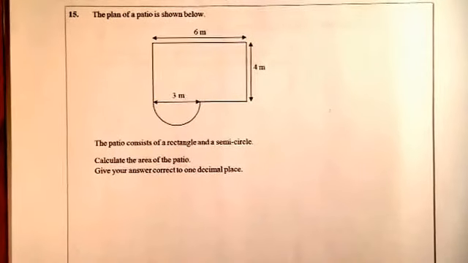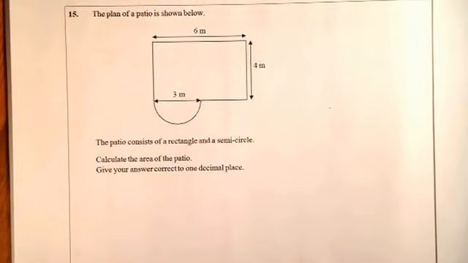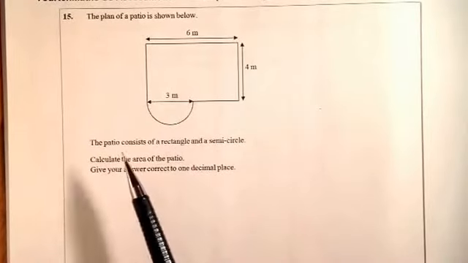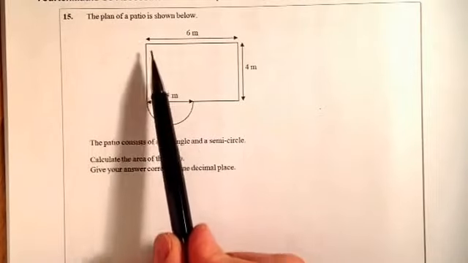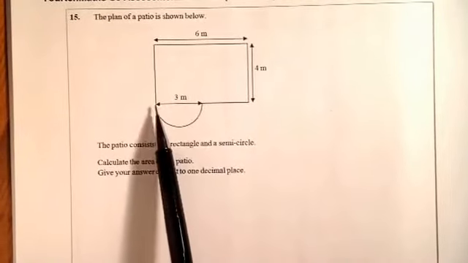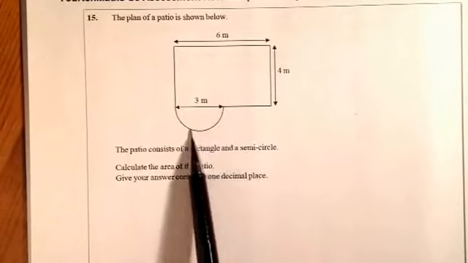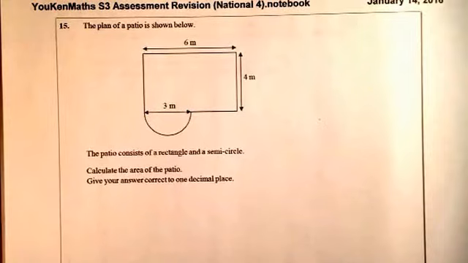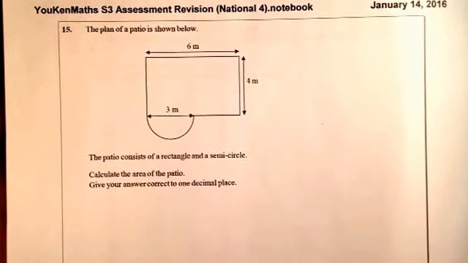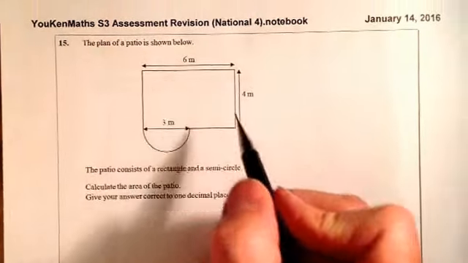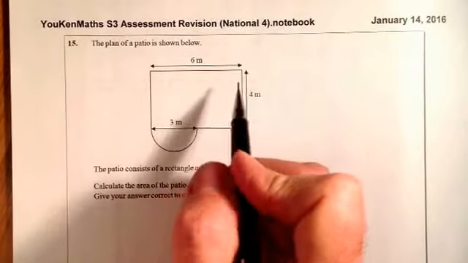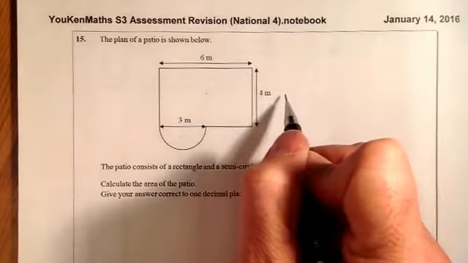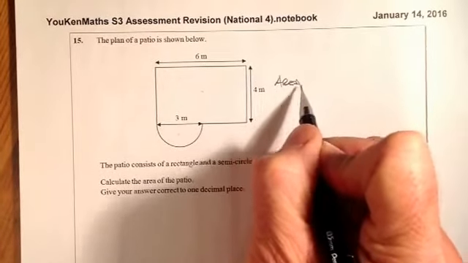Right, question 15. The plan of a patio is shown below. The patio consists of a rectangle, so here's a rectangle here, and a semicircle, just a little extension out here. Calculate the area of the patio, and we'll round it to 1 decimal place once we've done that. So first of all, let's split it into two shapes. We've got the rectangle and the semicircle. So we'll first work out the area of the rectangle.